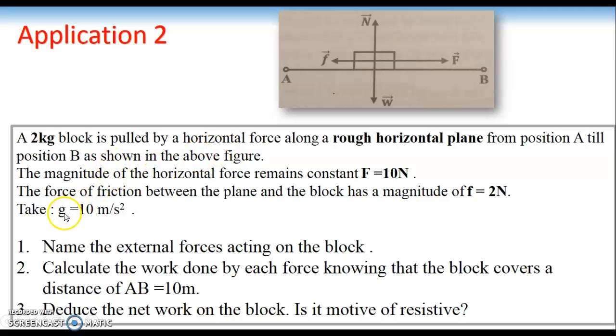Now, given that the gravitational acceleration is 10 meters per second squared, part 1: name the external forces acting on the block. Calculate the work done by each force knowing that the block covers a distance of AB equals 10 meters. And then deduce the net work on the block. Is it motive or resistive?